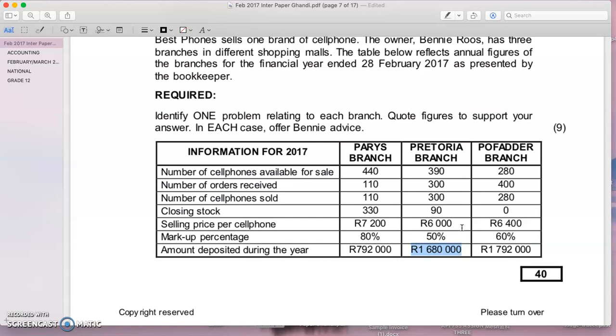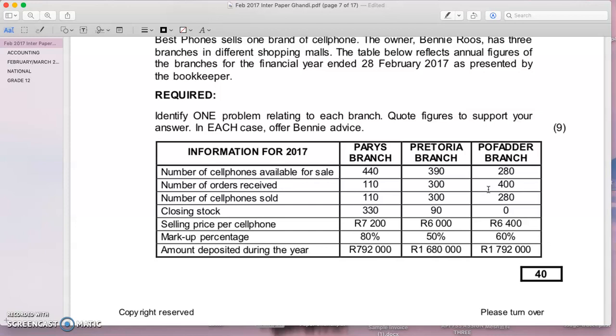Advice would be to check the money before we deposit it, or to have division of duties. That means different people in charge of the money. This decreases the chance of one of your employees stealing cash. And then lastly, we're looking at the Polokwane branch. The problem in this branch is quite different from the other two, in that we sold 280 phones, but we received orders for 400. We have no closing stock because obviously we sold more than the demand.